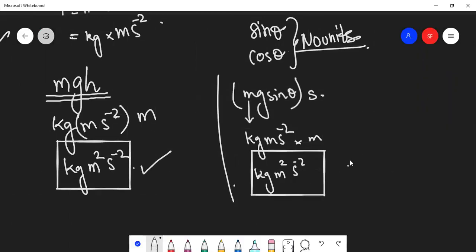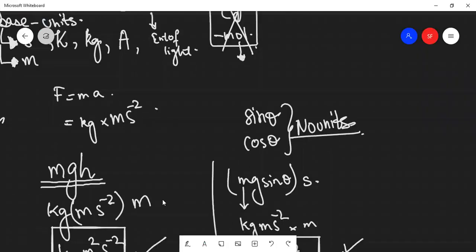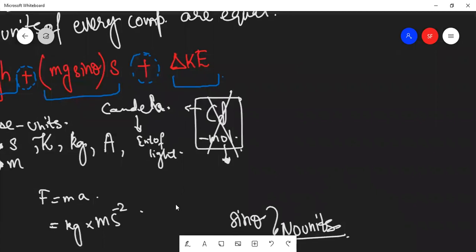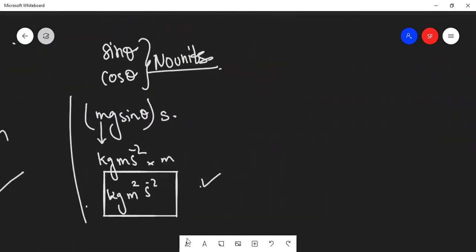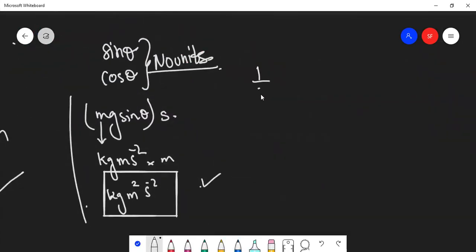And then we've got the next component of the equation, which is kinetic energy. What's the formula for kinetic energy? Half mv squared. Yep. So how do we find out the base units of half mv squared? Half again is a number, right? This is a number. It has no units.